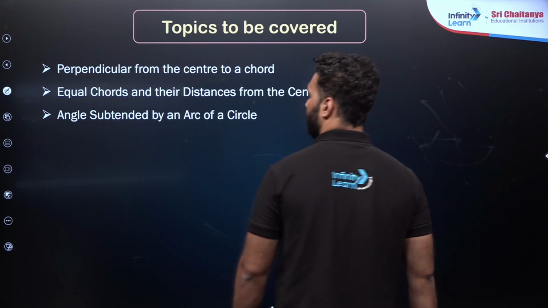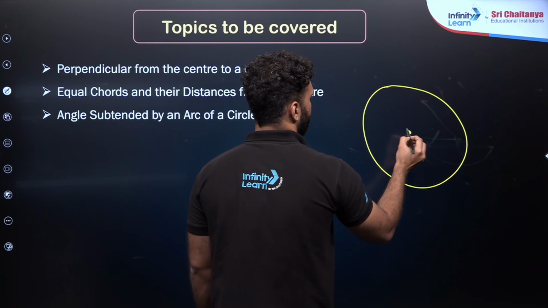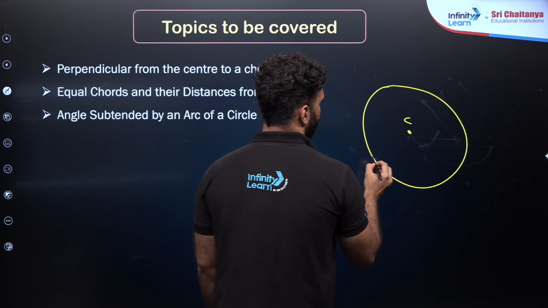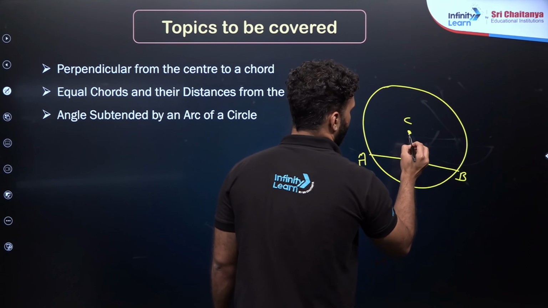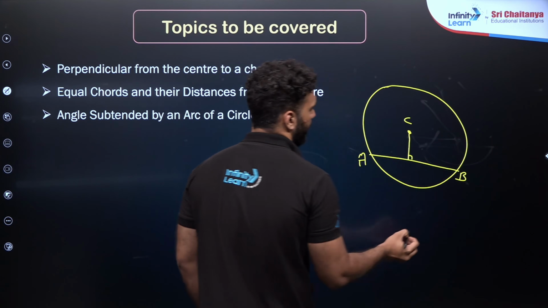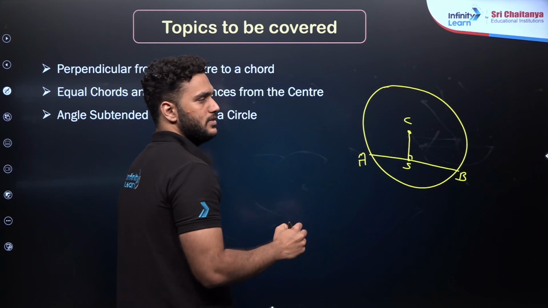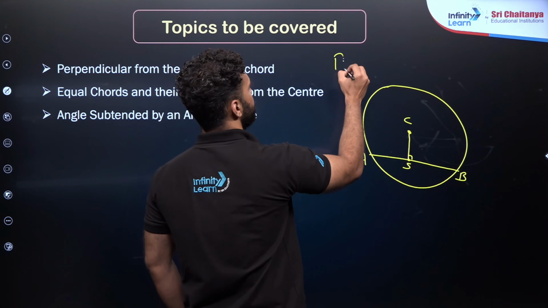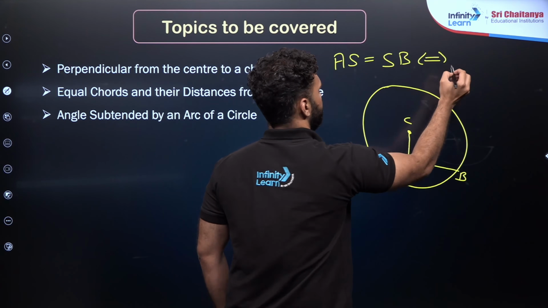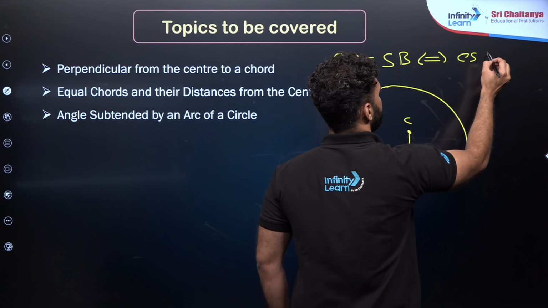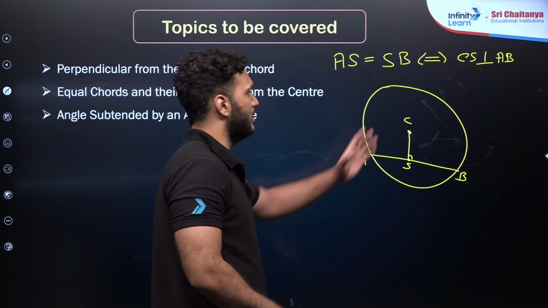If you have a circle and there is a point, the center C, and we have a chord, let's say AB, then if you draw a perpendicular on this line AB, this perpendicular will meet at the midpoint of AB. It means AS will be equal to SB. CS is perpendicular on AB, and they are converse of each other.